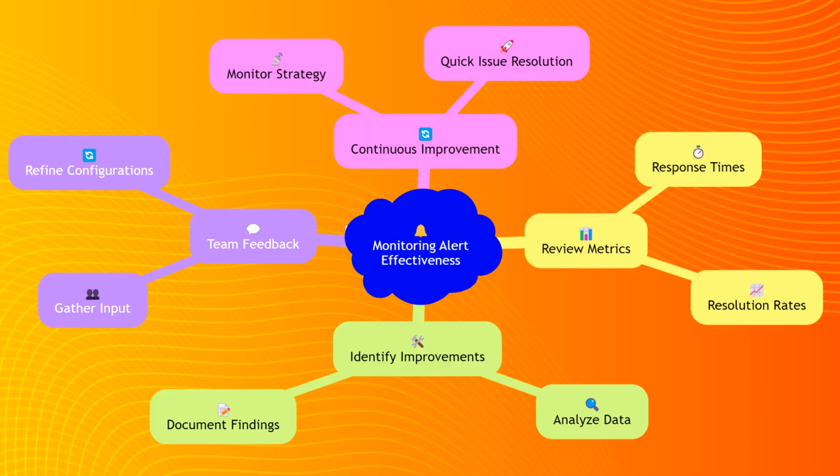Monitoring the effectiveness of your alerts is crucial for maintaining a robust CI/CD pipeline. Regularly review alert metrics such as response times and resolution rates to identify areas for improvement. Use feedback from your team to refine alert configurations and ensure that they are providing valuable information. By continuously monitoring and improving your alerting strategy, you can ensure that your team is always aware of the state of your pipelines and can quickly address any issues.